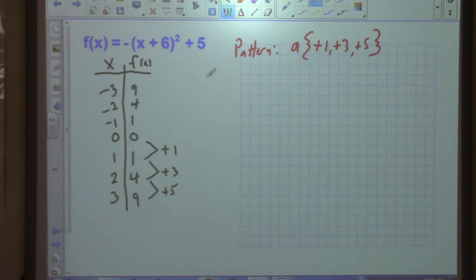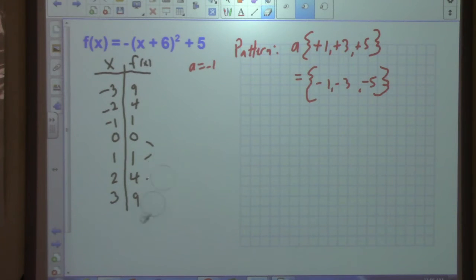So in this case, what is our value of a? 6? No. -1? Okay, in this case, a is equal to -1. So if we transfer this to this pattern and multiply this by -1, what are we going to get? -1, -3, and -5. And so that's going to be our pattern. And so now I'm going to erase this.